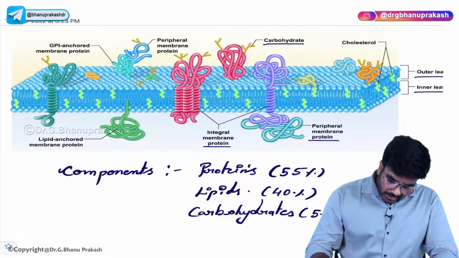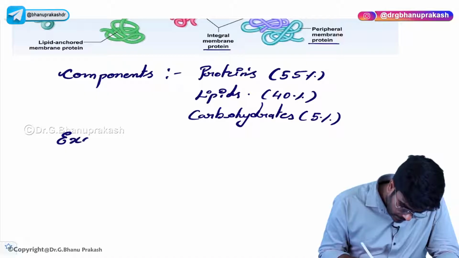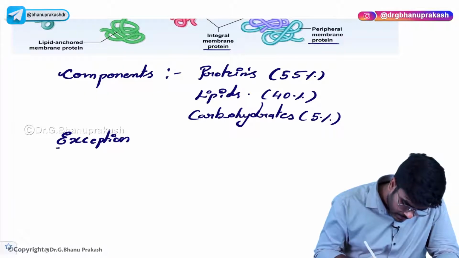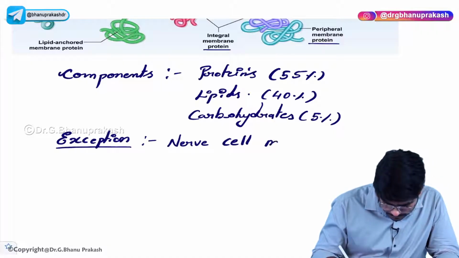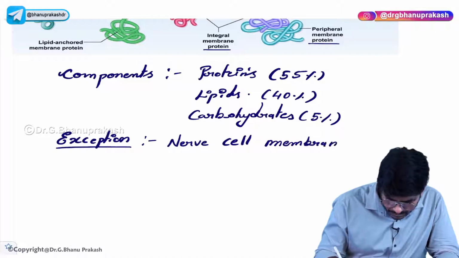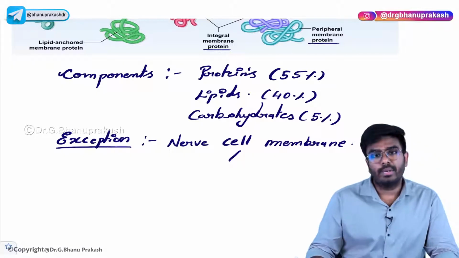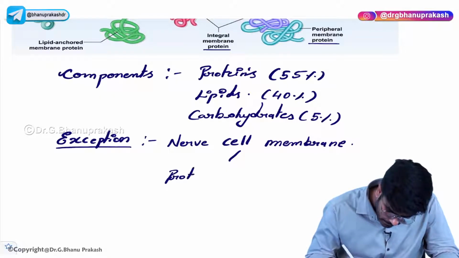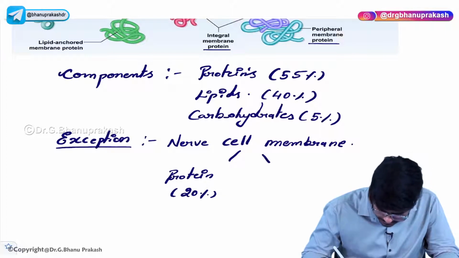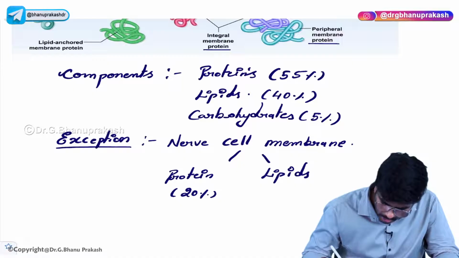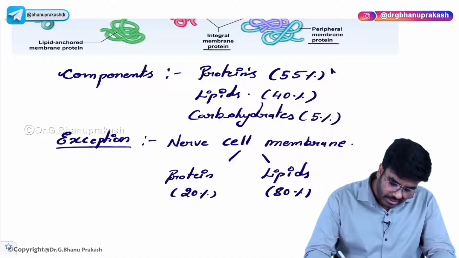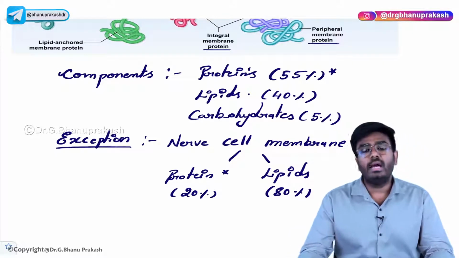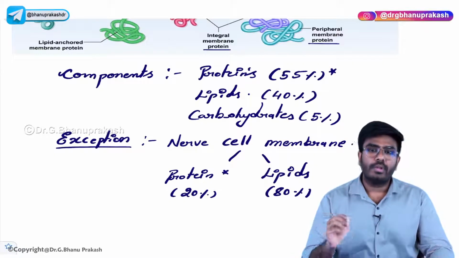But an important exception which you need to know is the nerve cell membrane. Now what is the exception here? In the nerve cell membrane, proteins are only contributing to 20% and lipids are almost 80%. Usually proteins are the ones which should be the major component, but here proteins are only accounting for 20%. This is what you need to know.